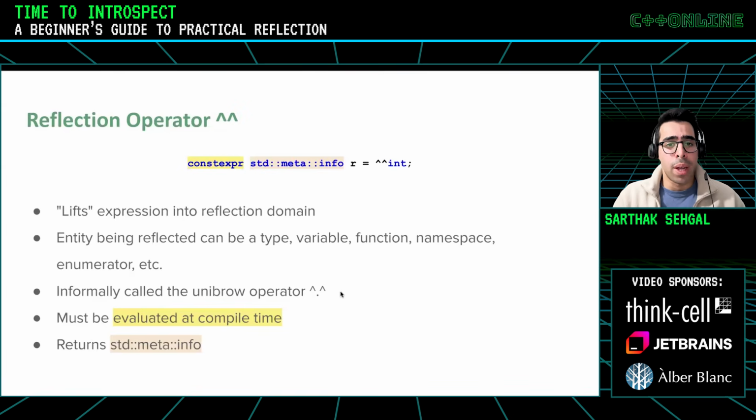So no matter if you're reflecting a type, a variable, function, or some other entity, it's going to return a std::meta::info type. There was a lot of discussion in the committee about whether there should be distinct types for distinct reflections, but ultimately they decided on std::meta::info. My understanding is that they wanted a single type, such that it's easier to maintain and it doesn't break backwards compatibility when the reflection evolves.